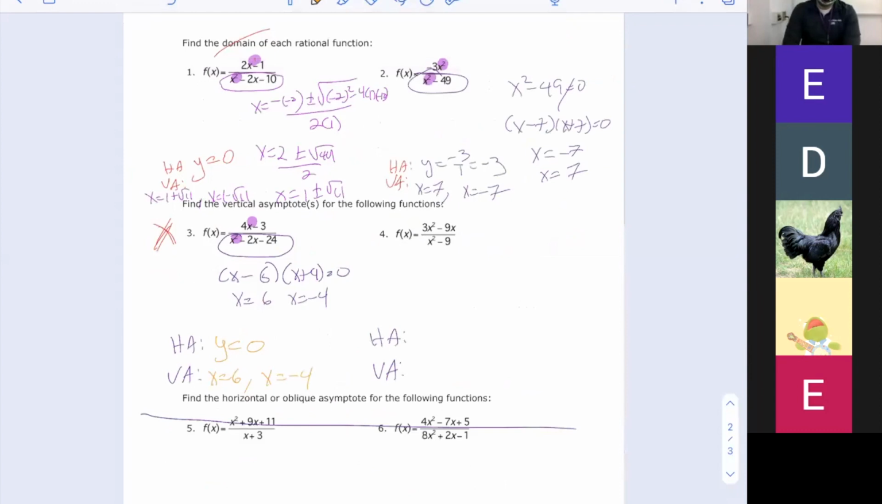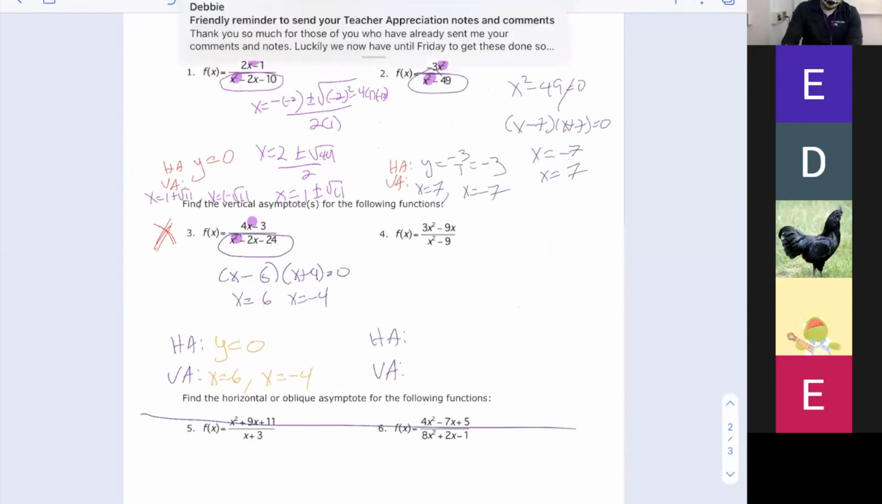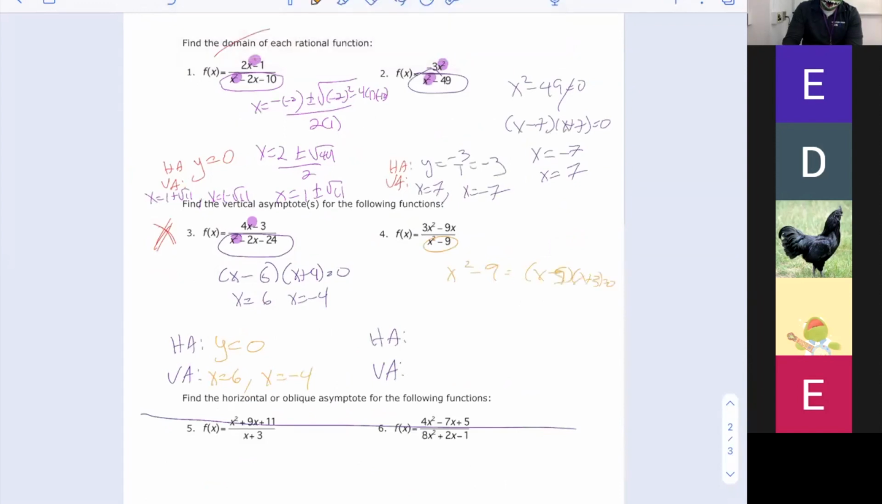All right, and the last one. 3x squared minus 9x over x squared minus 9. So let's find the vertical first. So x squared minus 9, that's (x minus 3)(x plus 3) equals 0, x equals 3, x equals negative 3. So my vertical asymptotes are negative 3 and positive 3. And my horizontal asymptote, well, this is 2, this is 2. If they're the same, then it's just the leading coefficients. So y is equal to 3 over 1 or just 3.